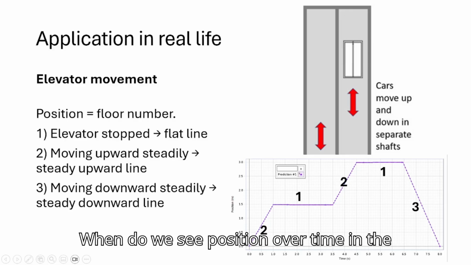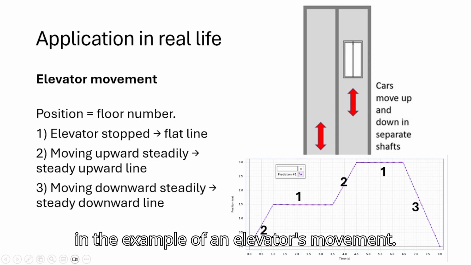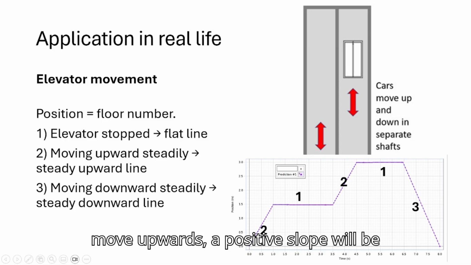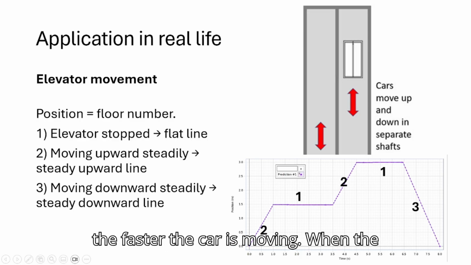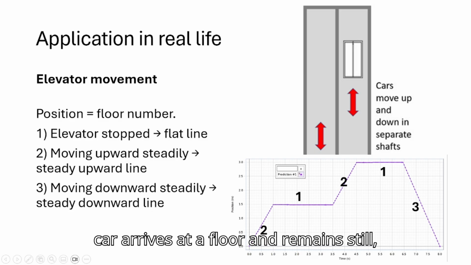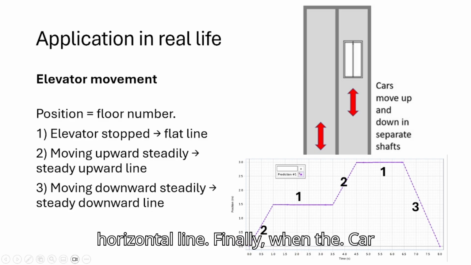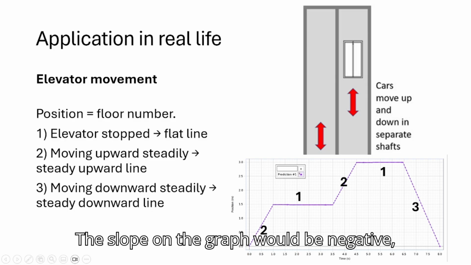When do we see position over time in the real world? One application can be seen in the example of an elevator's movement. When the car of the elevator begins to move upwards, a positive slope would be seen on a graph. The steeper the slope, the faster the car is moving. When the car arrives at a floor and remains still, the slope would be 0 and represented by a horizontal line. Finally, when the car travels downward to the original floor, the slope on the graph would be negative, representing its downward movement.